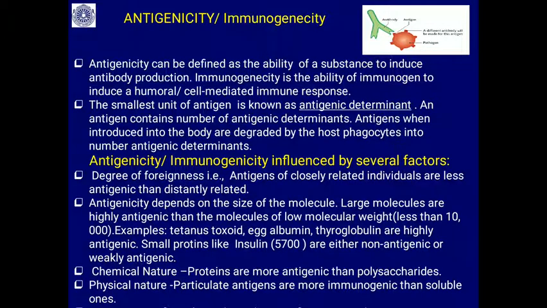Degree of foreignness. Degree of foreignness means if they are exogenous in origin, they have strong antigenic property. So the antigens of closely related individuals are less antigenic than distantly related individuals. Antigenicity depends on the size of the molecules. We have studied already, large molecules, large proteins are highly antigenic compared to molecules of low molecular weight, less than 10,000 Daltons. Smaller molecules like amino acids, simple sugars or simple lipids are less antigenic or not antigenic at all.